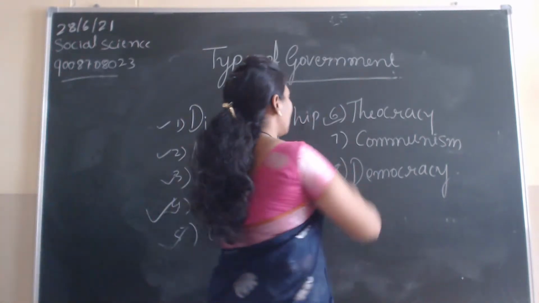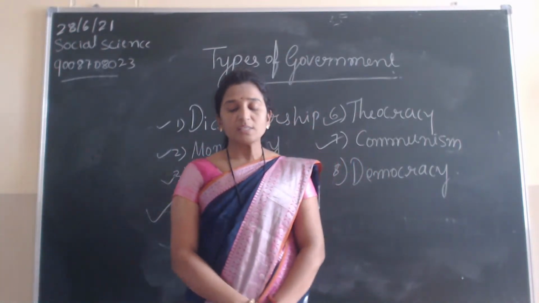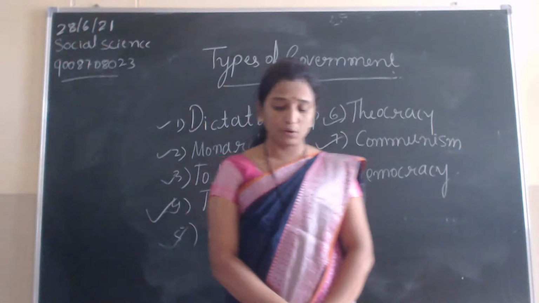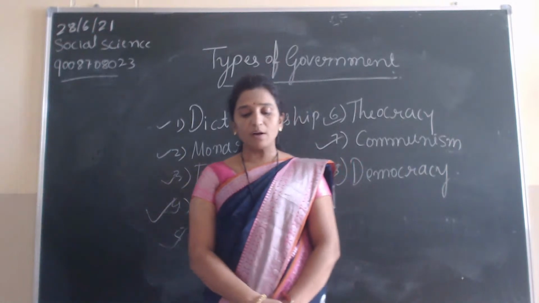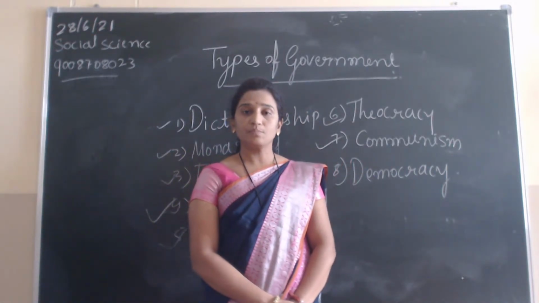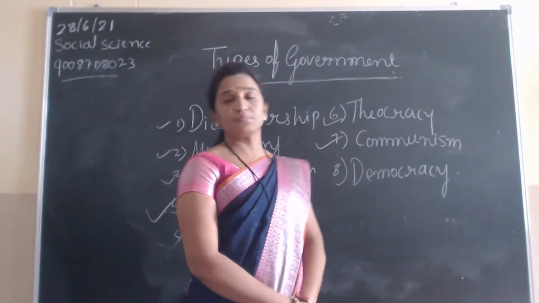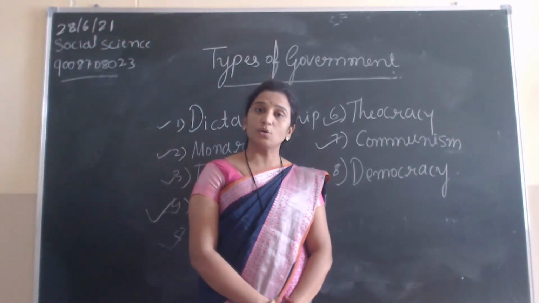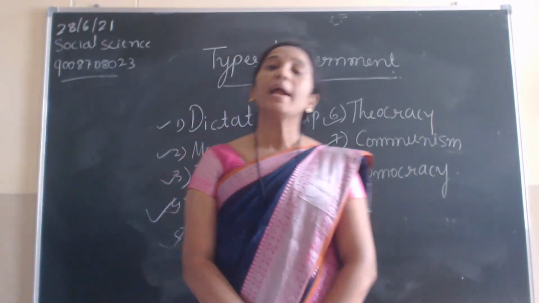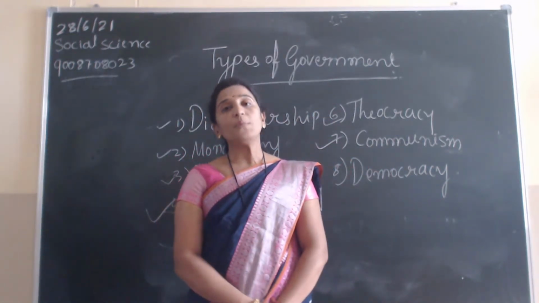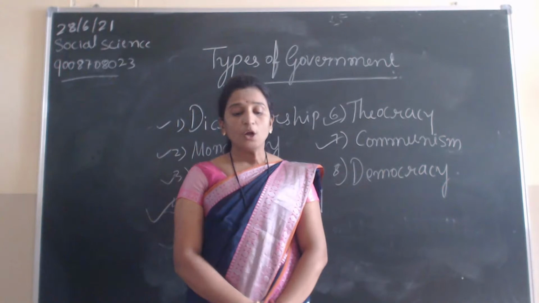Communism. Communism is nothing but what? In the types of government, communism is a form of government in which the state controls and operates the economy on behalf of the people. Economically, it will take care of all those of the nation. The state controls and operates the economy on behalf of the people. That comes under communism.